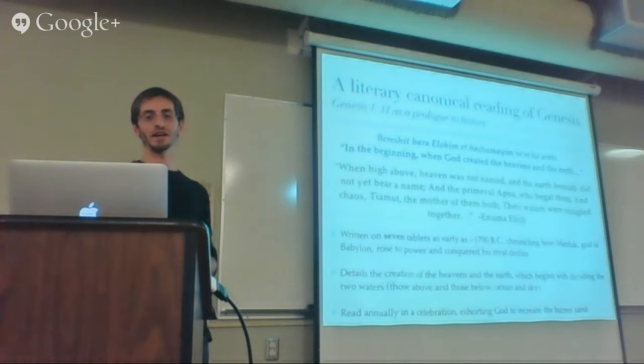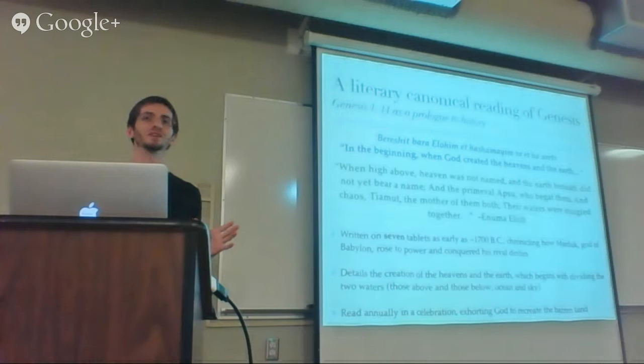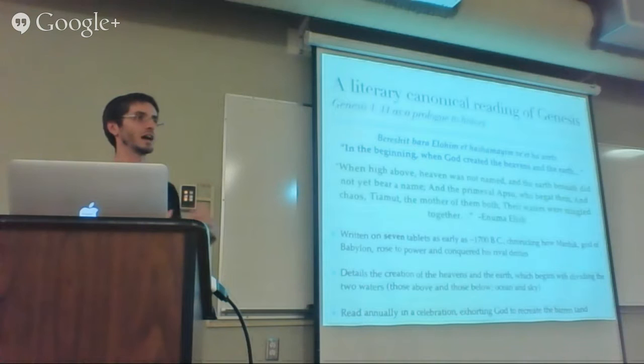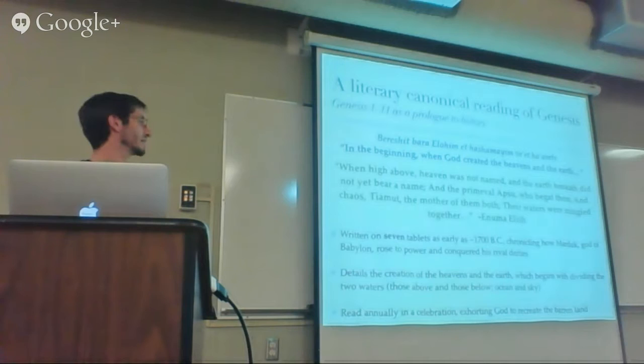But it chronicled how Marduk, the god of Babylon, whose power was symbolized by the king of Babylon, came to power by conquering his rival deities, especially chaos. And it details the creation of the heavens and earth, how he brought form, and he conquered the stars and put the stars in the sky as trophies to commemorate his victory. This was read every year in celebration of this fact, and to exhort the god: our land is barren, recreate the earth for us so that we may live. Bring the waters and rivers back so we can grow crops and everything like that.